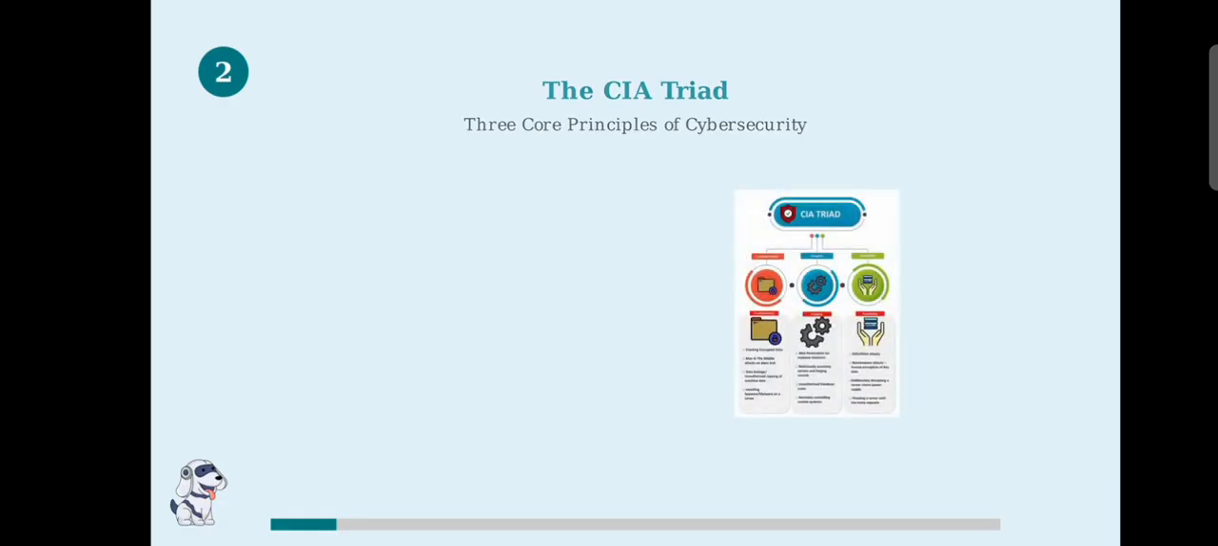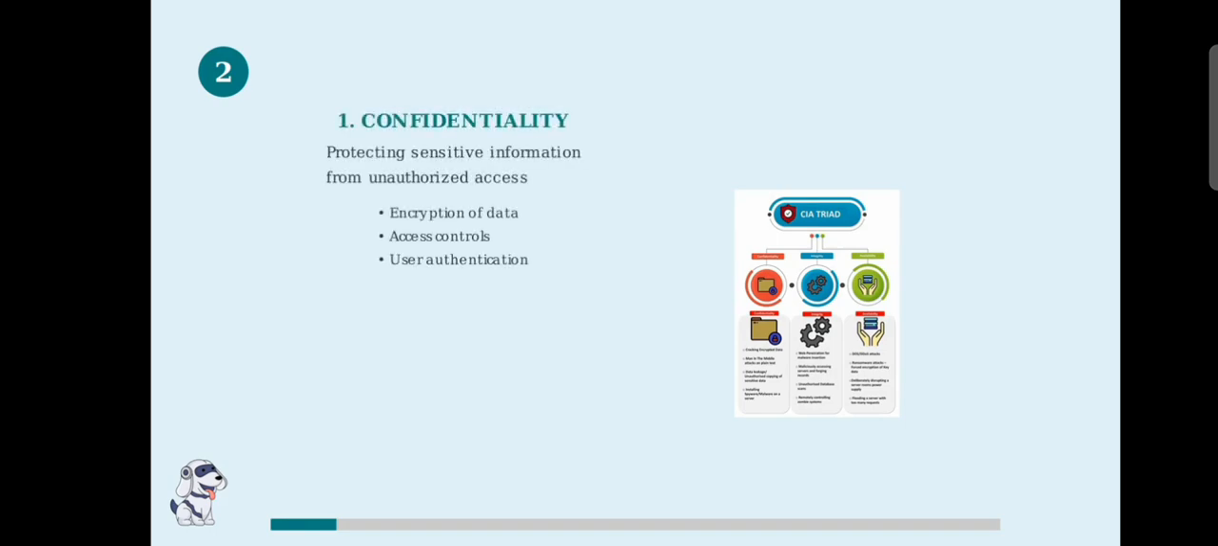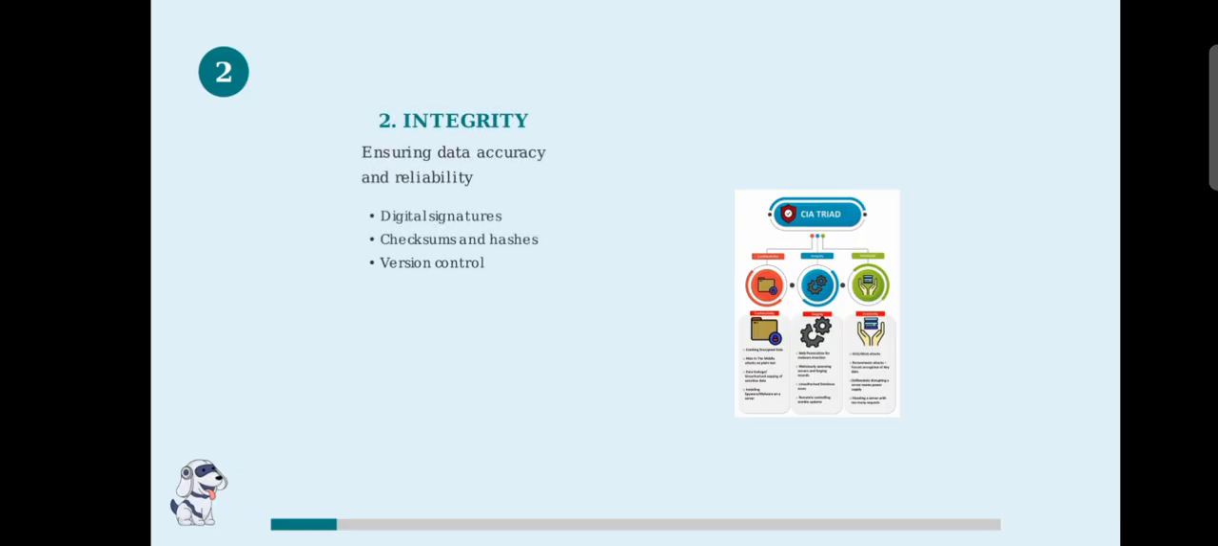Let's examine each principle in detail, starting with confidentiality. Confidentiality ensures that sensitive information is protected from unauthorized access. This includes encrypting data, implementing access controls, and requiring proper user authentication. Integrity guarantees that data remains accurate and reliable, unchanged from its original form unless authorized. This is achieved through digital signatures, checksums, and proper version control systems.